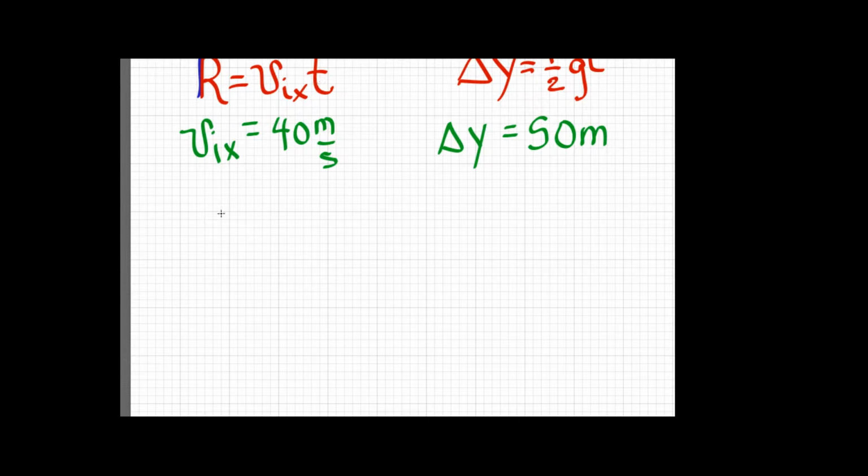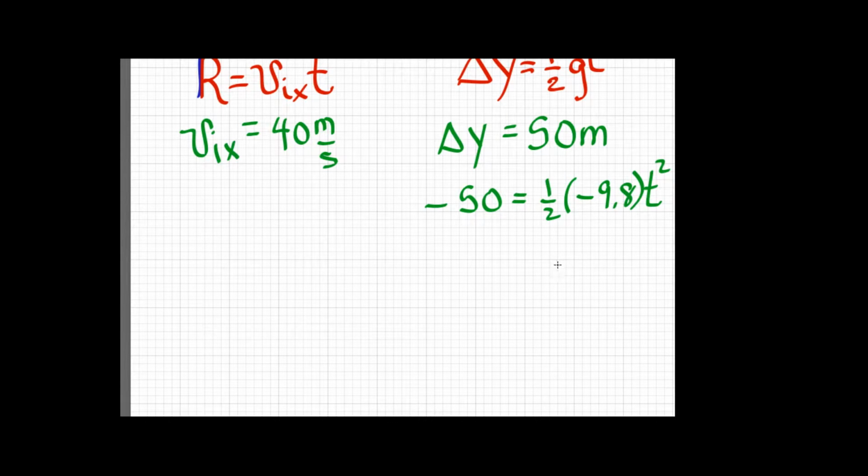Okay, so I'm going to plug in my values. I want to solve for range. I've got the initial velocity, but I don't have time. We have two unknowns, so I can't solve that. So I have to go over to the vertical equation. Now, my vertical displacement is down. I'm going to end up below where I start, so we're going to make that negative 50, and that's going to equal 1/2 times negative 9.8, because gravity always acts down, times t squared.